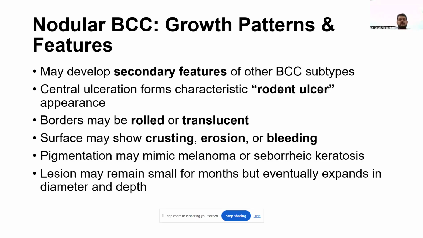Yeah, and this is just the same features we were talking about. And BCCs overall are very, very slow growing. So they take a while to grow compared to SCC and compared to melanoma.